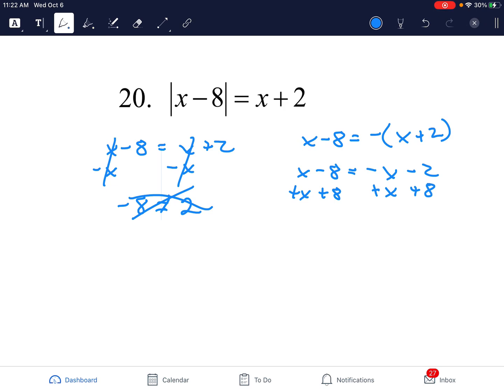All right. So I'm going to get 2x is equal to 6. So divide both sides by 2, and x will equal 3. All right, I have to check this to make sure it works. I have 3 minus 8 is negative 5. The absolute value of negative 5 is positive 5. And 3 plus 2 is 5. So that does work. Okay, I'm only going to get one answer for that particular question because the other one doesn't have one. Okay.